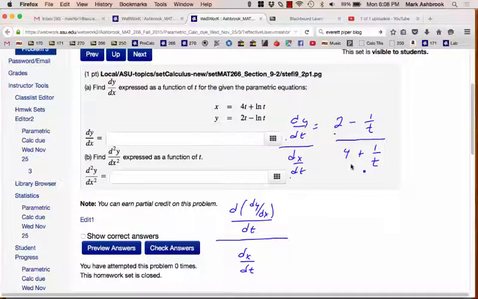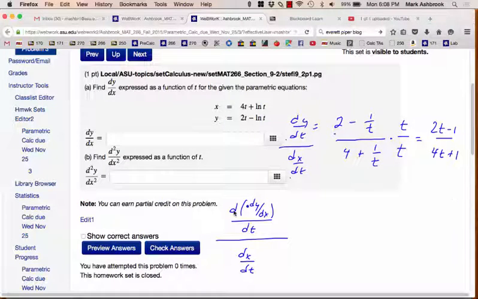Now there's something we need to do before we start. We're going to have to do the quotient rule on this. But it's going to be a whole lot easier if we start by multiplying the top and bottom by t and getting rid of these fractions. So I'm going to multiply by 1 in the form of t over t, and that's going to make things a lot nicer. We're going to get 2t minus 1 over 4t plus 1. And now the quotient rule for this, so doing the derivative of that, dy/dx, with respect to t, that's going to be a lot friendlier.